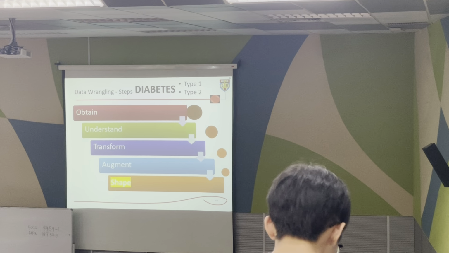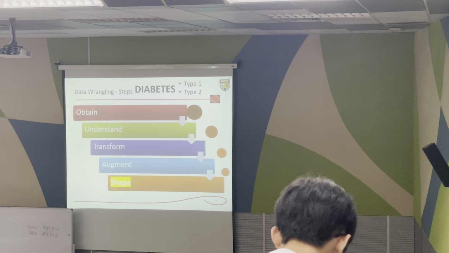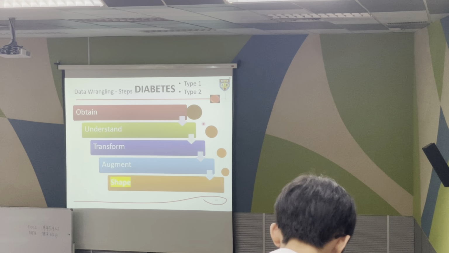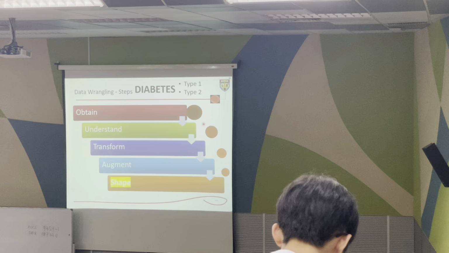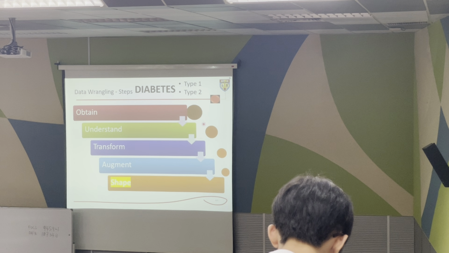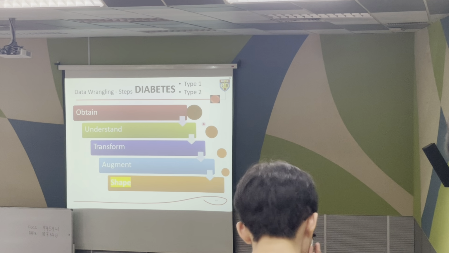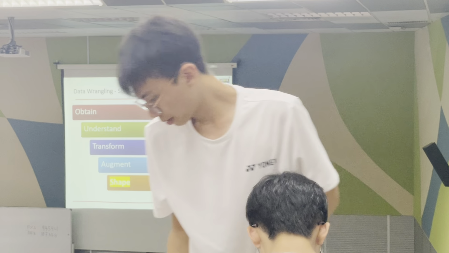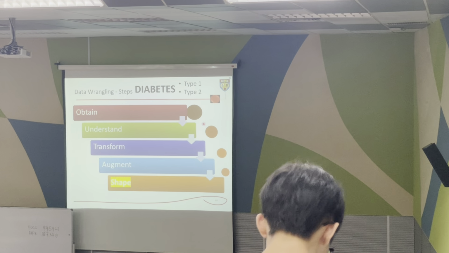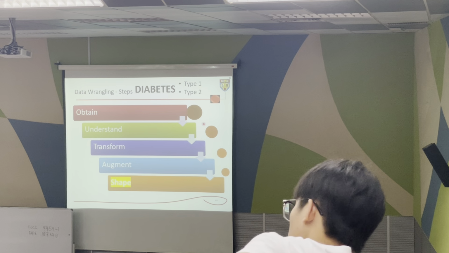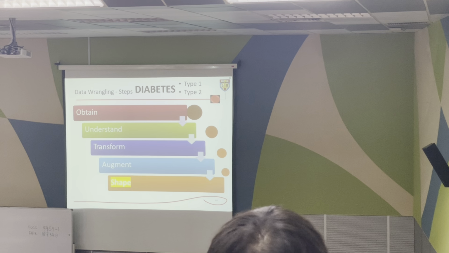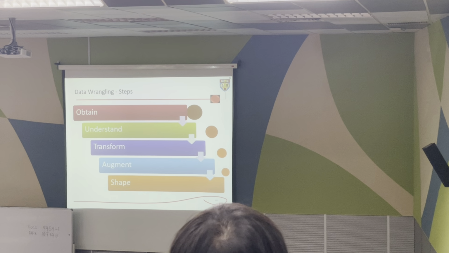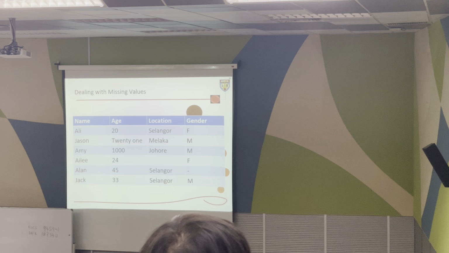And then the next step is shape. So shape here is, for example, you have 101 records, and in order to classify into type 1 and type 2, you want to divide it 50% and 50%, right? But somehow the record count is 101. So with shape, you can remove the last record so that you get an equal proportion.